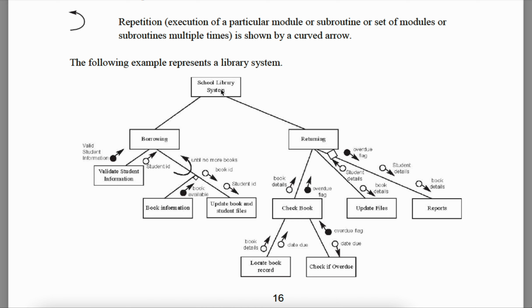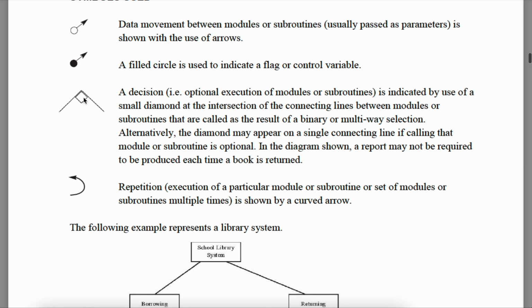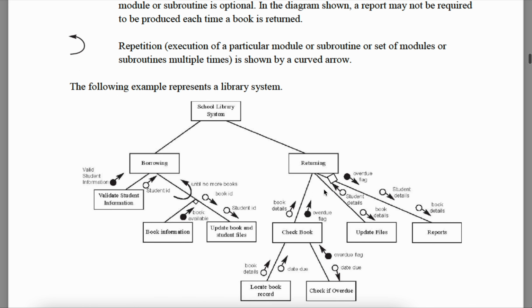This child belongs to that parent, which belongs to that parent, which all belongs to the school library system. Now, if we start to look at the symbols, if there is this weird triangle, you can either draw it between two lines if there's a choice between two different subroutines, or you can draw it like they drew it over this line here down to reports, if for some reason that one subroutine is optional.